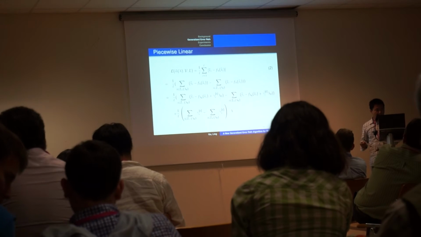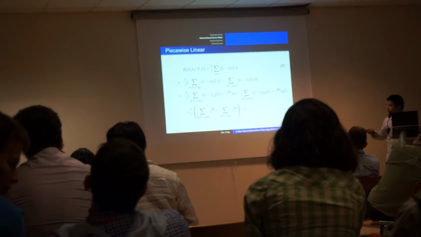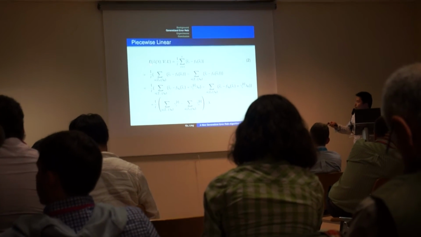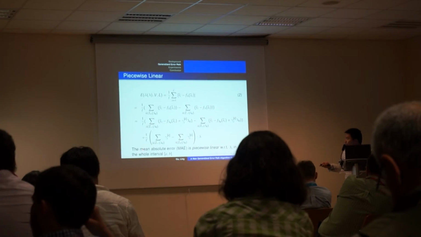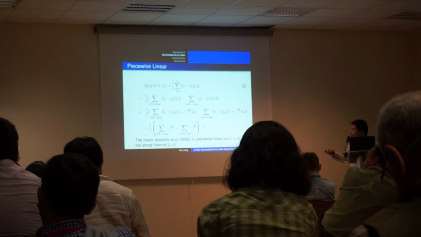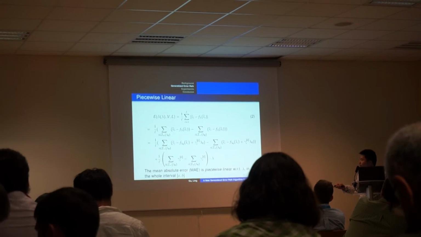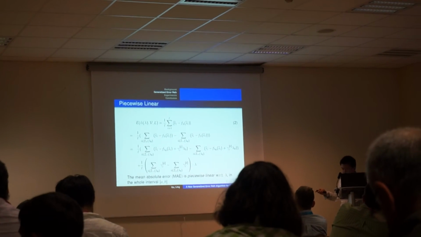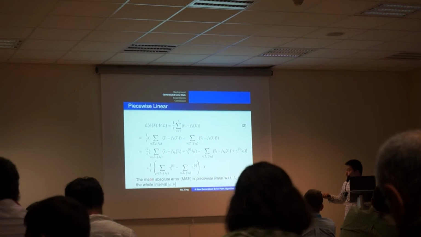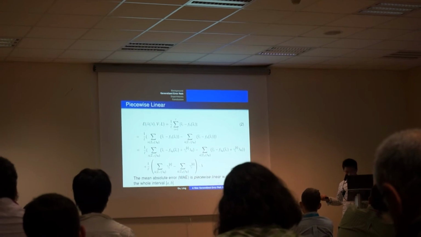So based on this invariant region, we compute the mean absolute error at this function, and it's easy to find that the mean absolute error function is linear, and we conclude that the error path on the mean absolute error is piecewise linear.